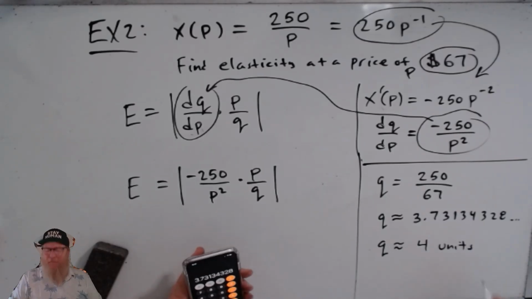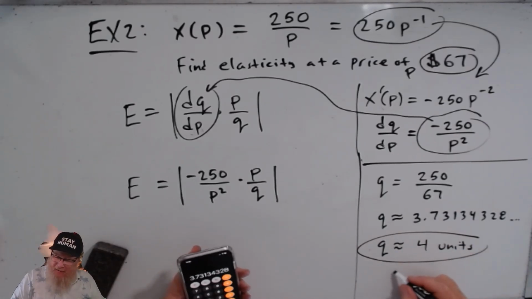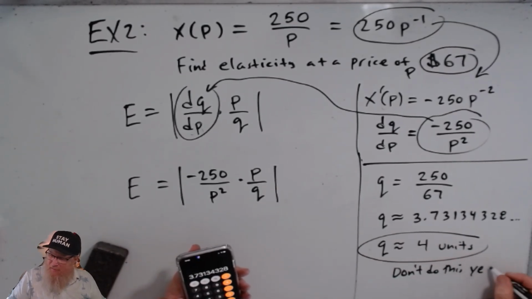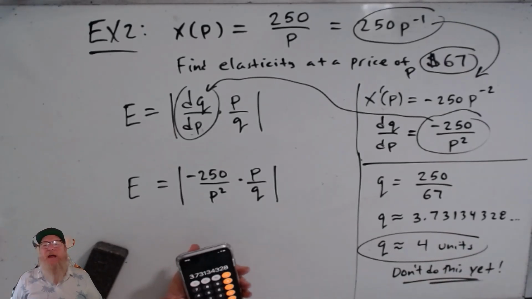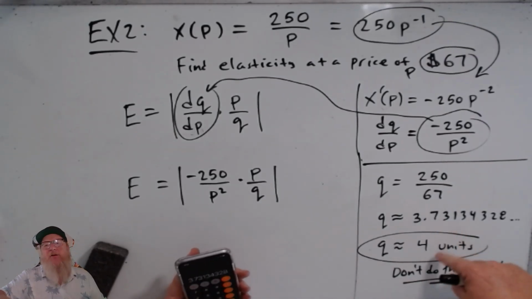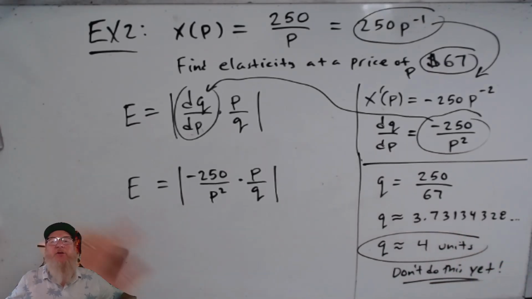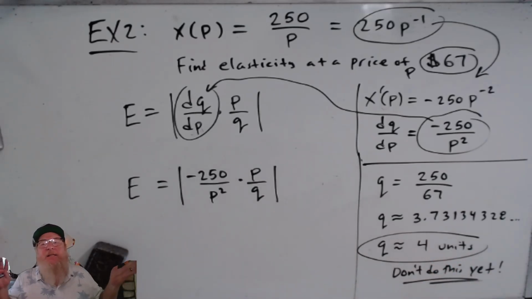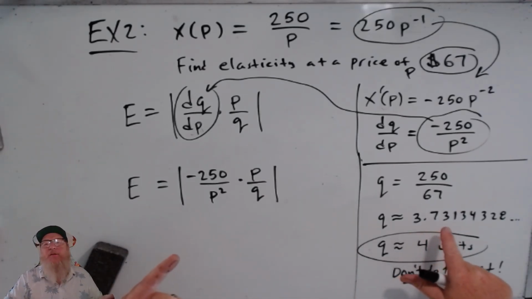All right. Now, don't do this yet. It screws up your answer if you round it now. Now, you're like, well, why did you do it then? You just told me not to do it. Well, because I want to tell you what the quantity is, right? The quantity is 3.7 units.